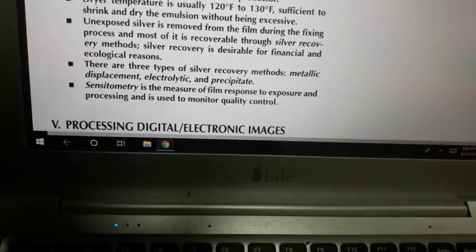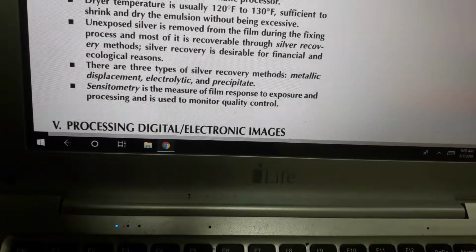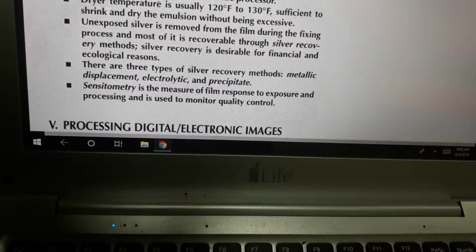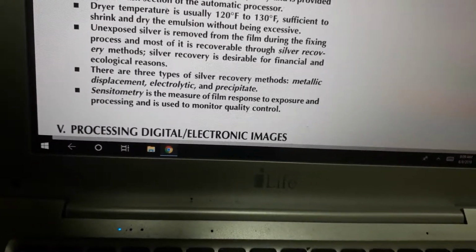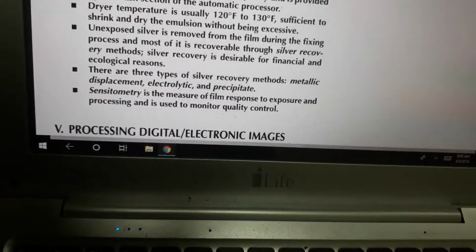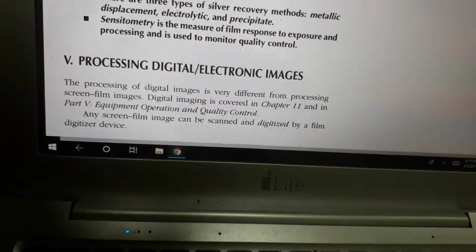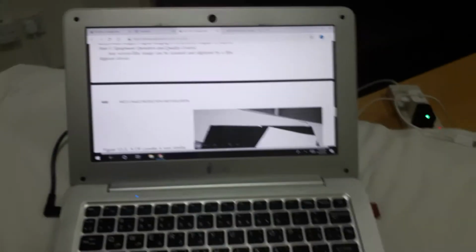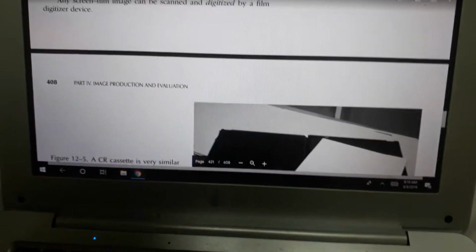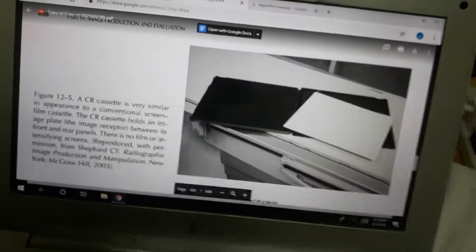Sensitometry is the measurement of film response to exposure and processing, and is used to monitor quality control. Next, the processing of digital and electronic images.